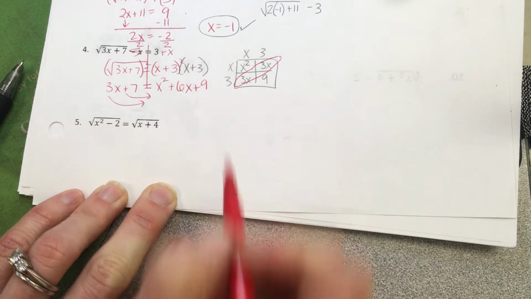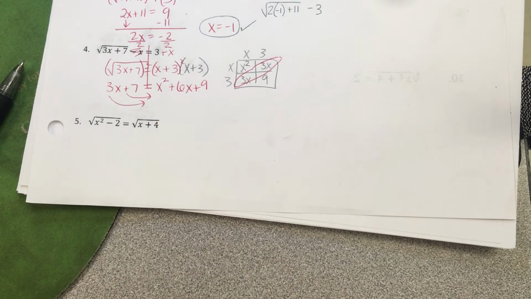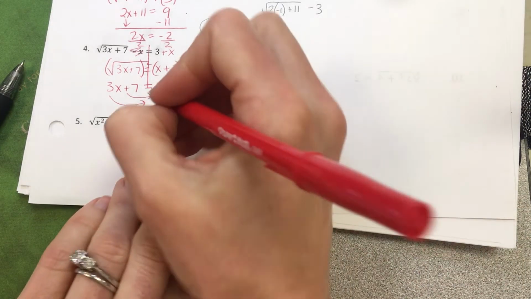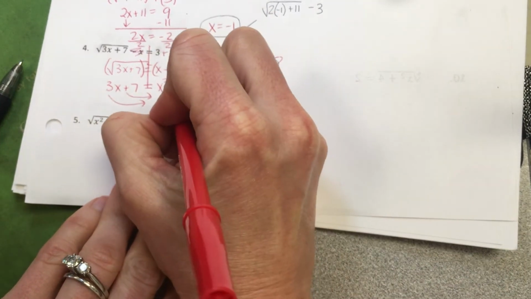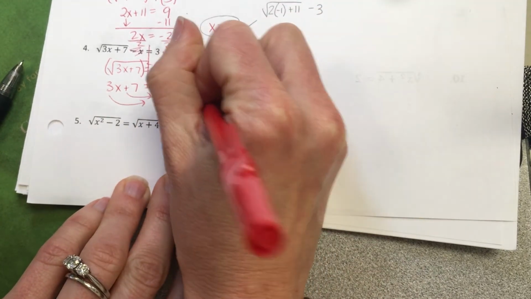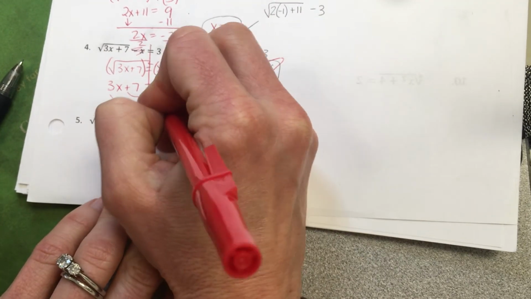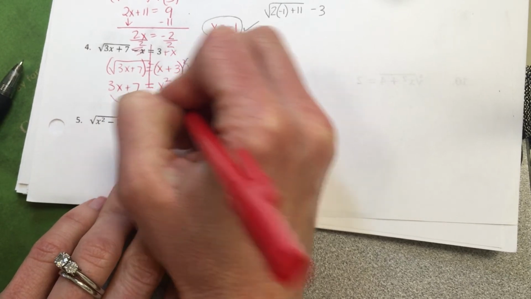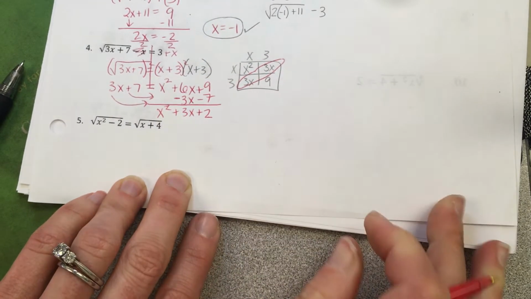Move the 3x and the 7. Anytime you have an x squared and an x, that's when you have to move everything to one side. Okay? All right. So when I move 3x, I have to subtract it. And when I move the 7, I have to subtract it. So I'm left with x squared plus 3x plus 2.